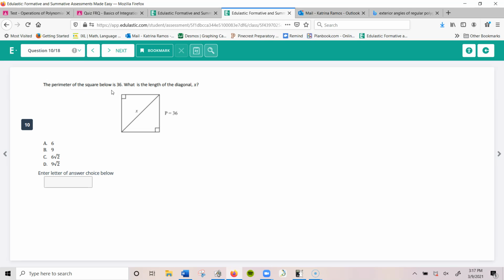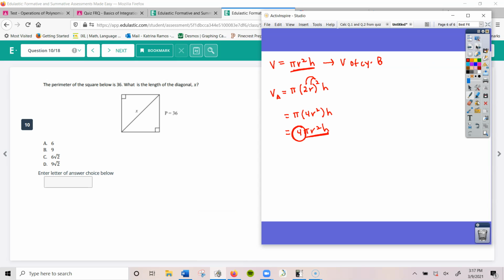The perimeter of the square is 36. What is the length of the diagonal x? Okay, now what happens here is that this is actually special right triangles, which I'm not sure if that's how you solved it, or if you've covered special right triangles. I'll show you how to do this the simple way. So if you know that the perimeter of the square is equal to 36, then that means that each one of these sides must be 9.